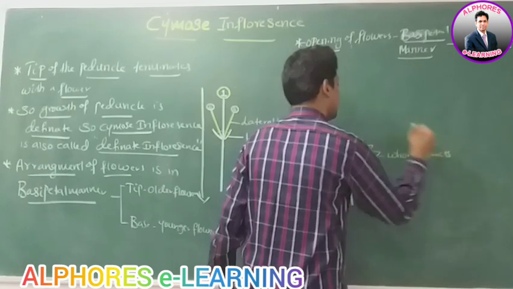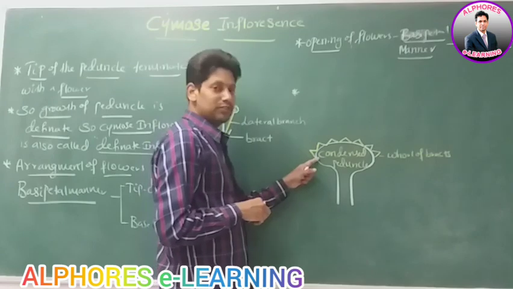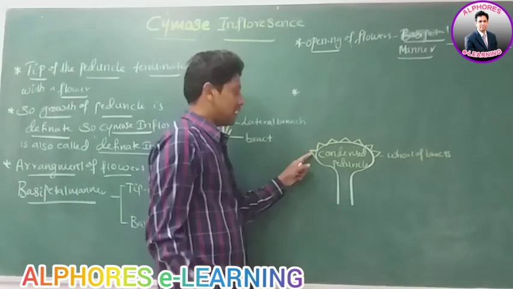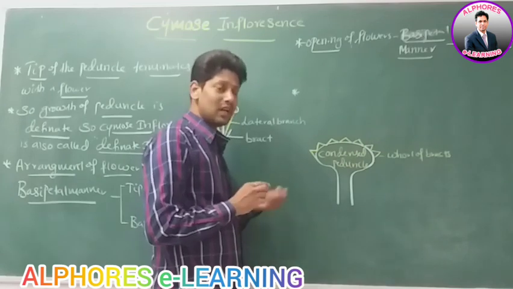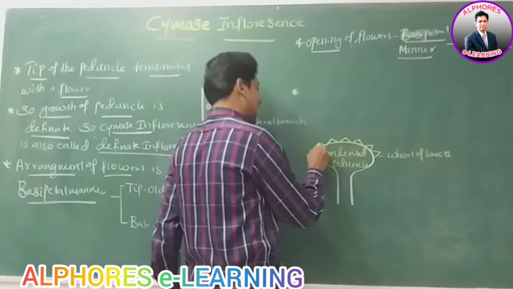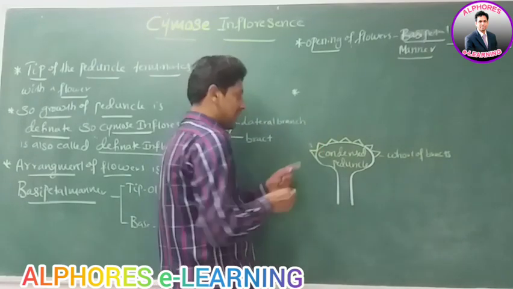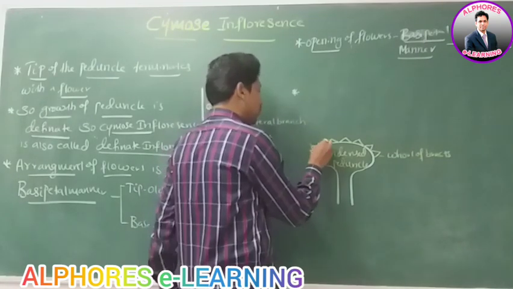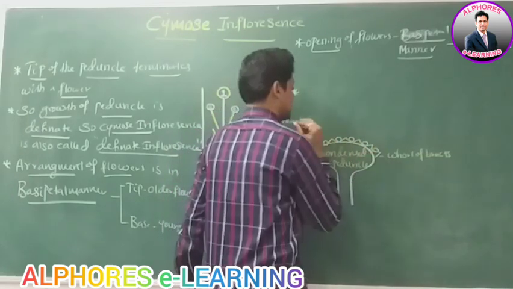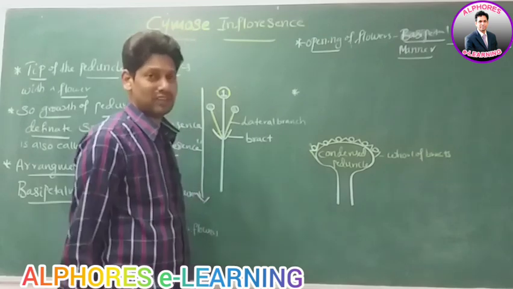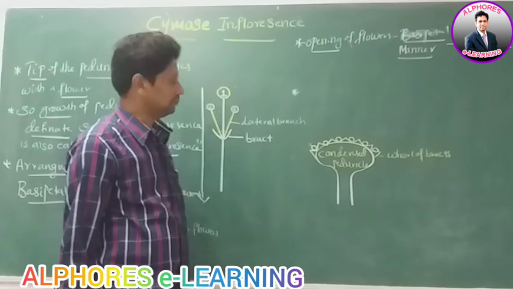In cymose inflorescence, if the tip of the peduncle condenses, bracts come close together and form leaf bracts. From the axil of these bracts, what are developed? Flowers are developed. Now listen to this statement carefully.